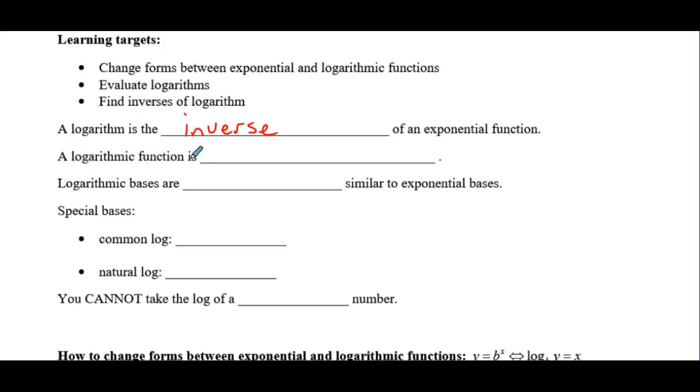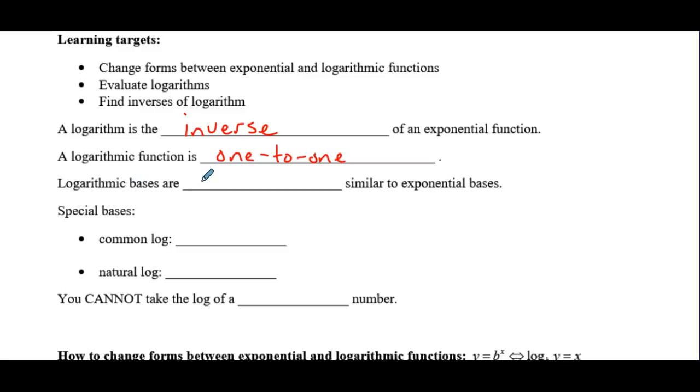So a logarithmic function is also going to be one-to-one, which just means that for every x value there is one y value, for every y value there is one x value. They have a one-to-one correspondence, which means a log function's inverse will be a function as well.